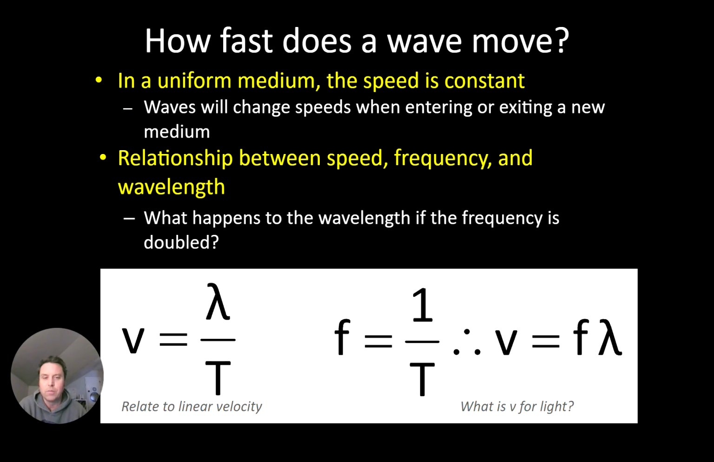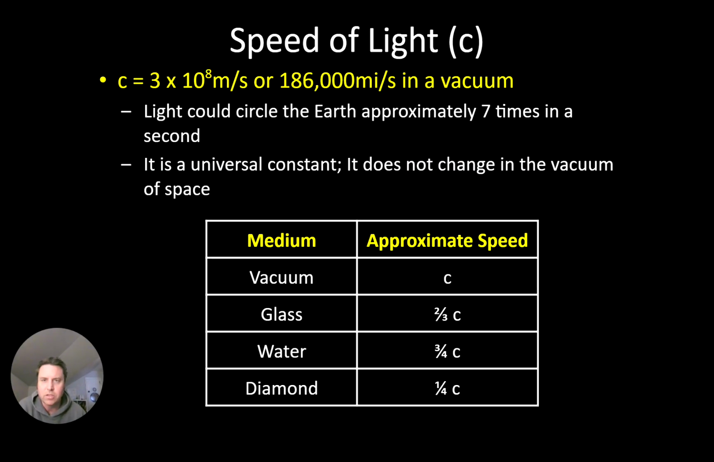But we're going to be very specific about what v is. It's the speed of light. So for this chapter, we're going to say c equals f lambda. The concept is the same though. In a uniform medium, the speed is the same. As long as the medium doesn't change, the speed doesn't change. And so if the speed is constant, then frequency and wavelength are inverses of each other.